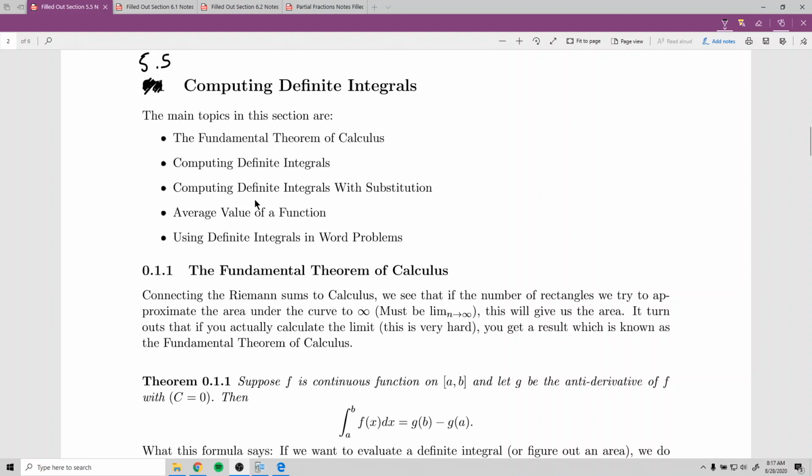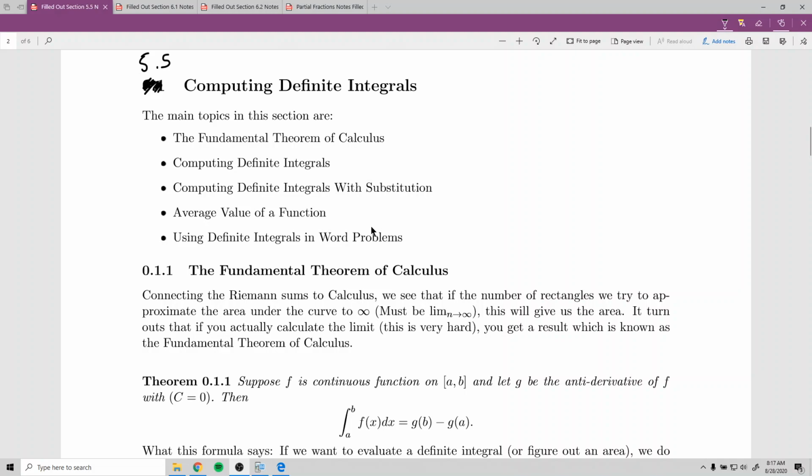So when you say like the cost of the 100th item, and you want to find the average value over a range, you can't just divide by 100. But we'll see that's very much related to definite integrals. It's just one little extra step.